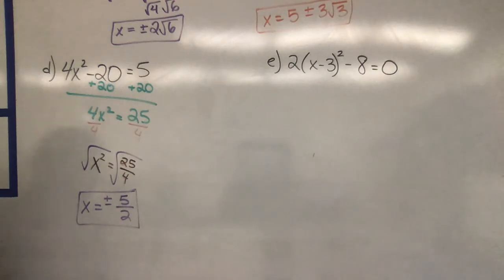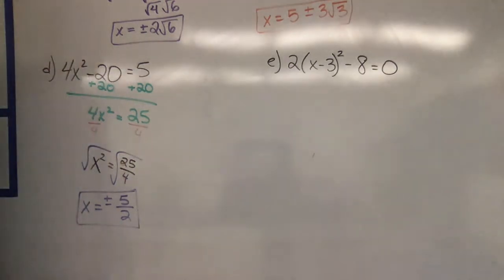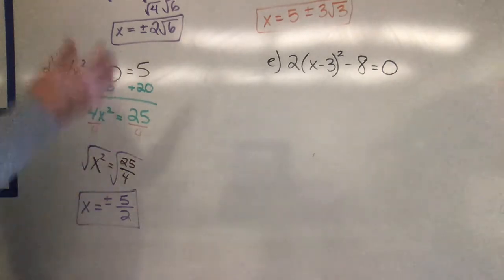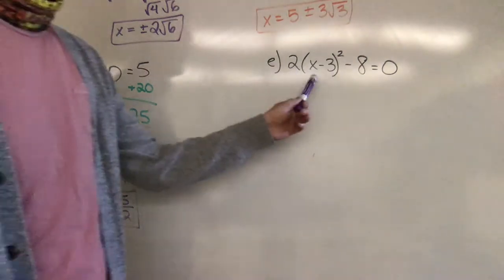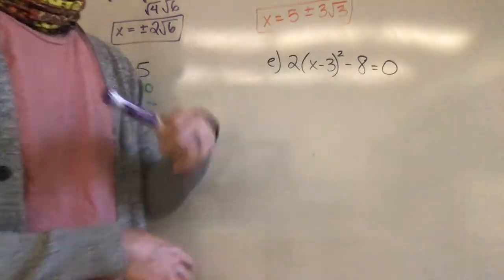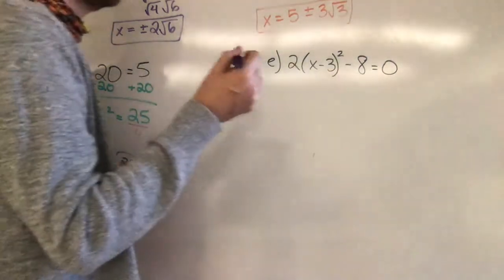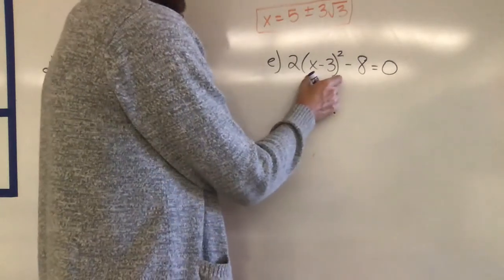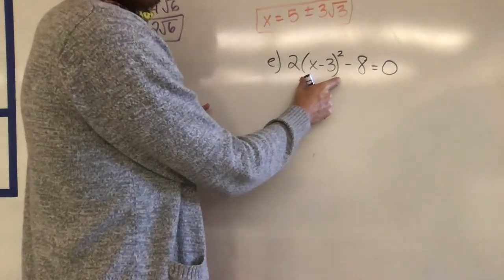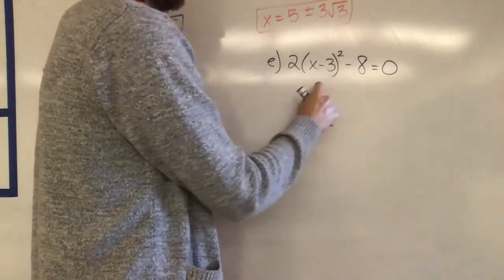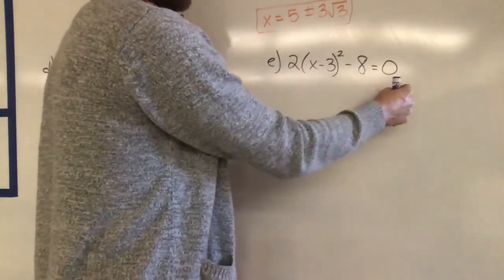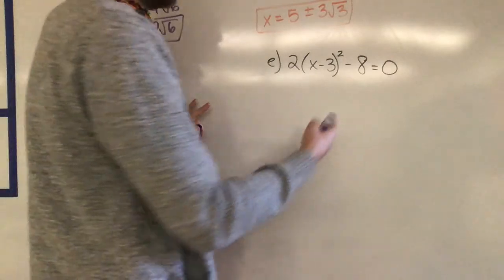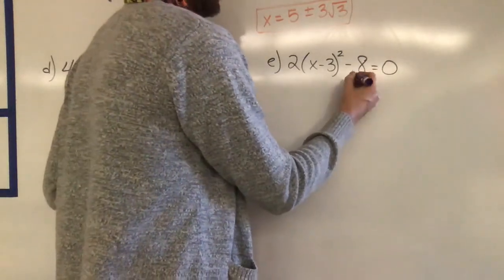One more. 2 times the quantity x minus 3 squared minus 8 equals 0. This is like that vertex form back in the day, right? You got your A, you got your right and left shift, you got your up and down shift, all that stuff. But we're going to isolate this set of parentheses because I see it is squared. So think of it as like if I had 2y minus 8 equals 0, it's the same steps. You would get rid of the minus 8 first by adding 8.